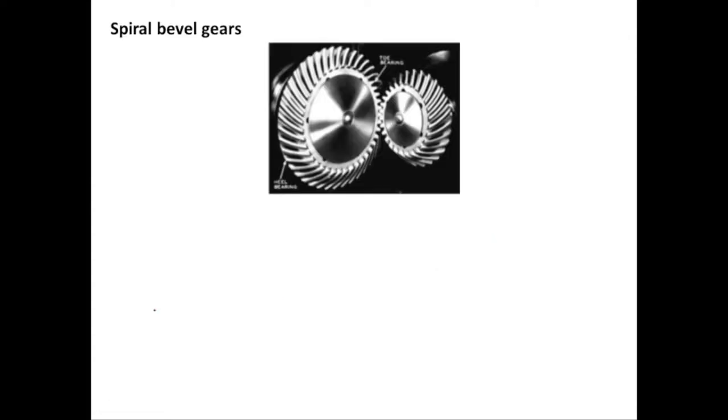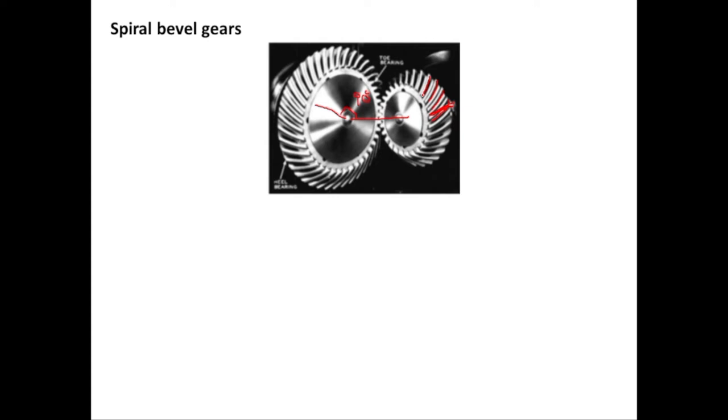This is the shaft axis of one gear and this is the shaft axis of another gear. The angle there is 90 degrees. These are the teeth. You can see that it is spiral-like in shape. If the teeth were straight like this, then it would be called a straight bevel gear. So based on the teeth profile, they are called spiral bevel gear.